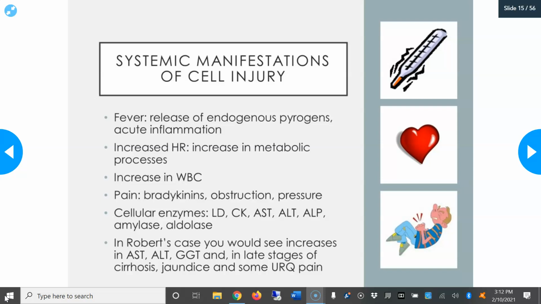The detection of cellular enzymes that have been released, such as LD, CK, AST, ALT, alkaline phosphatase, amylase, lipase, aldolase. In Robert's case, of course, you would see increases in those enzymes, AST, ALT, and GGT. And in the late stages of cirrhosis, jaundice and some upper right quadrant pain.